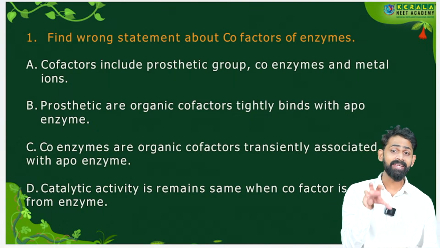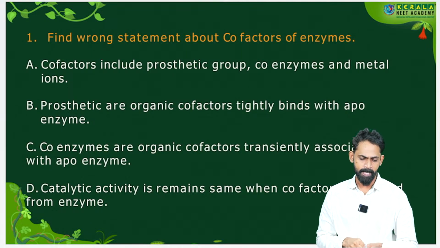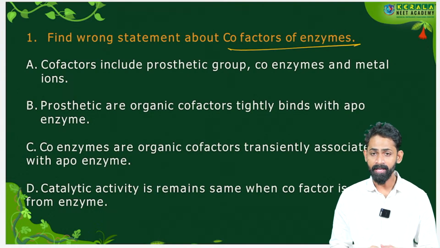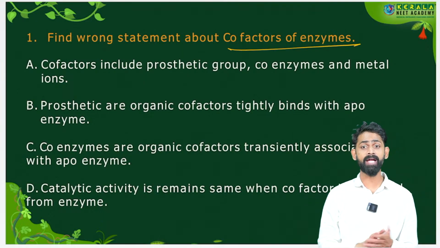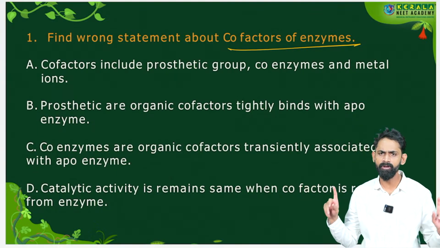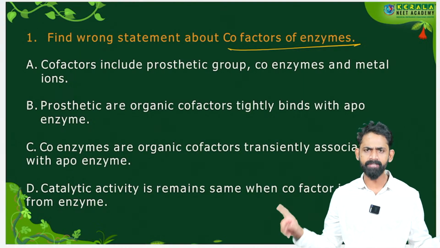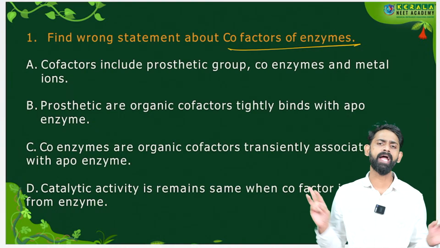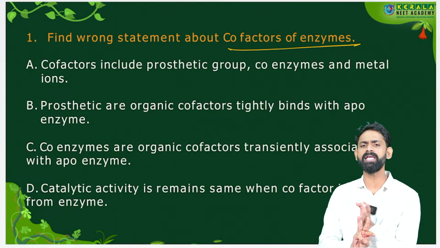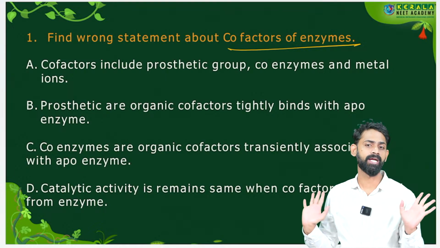Before explaining, the strategy we are following is very important. Find the wrong statement about the cofactor of enzymes. When you are speaking about enzymes, there is more possibility of a question on cofactors. Some enzymes require non-protein parts, called cofactors, of 3 types: one is the prosthetic group, next is the coenzyme, next is metal ions. I hope you are clear. The difference is very important.